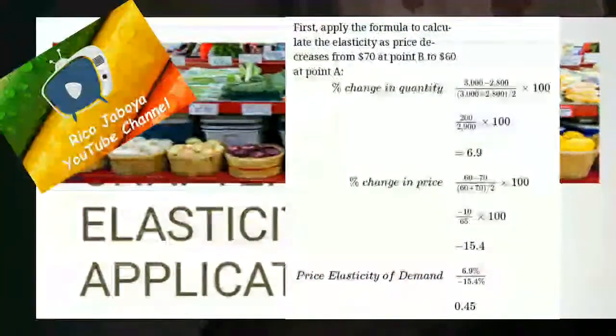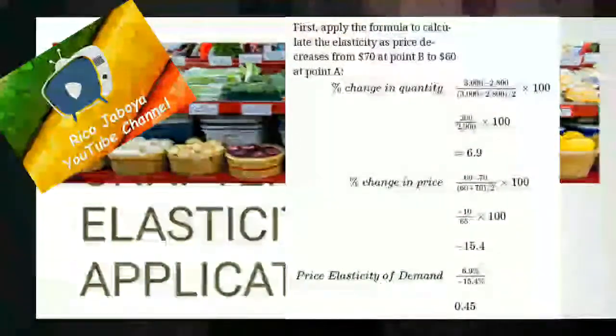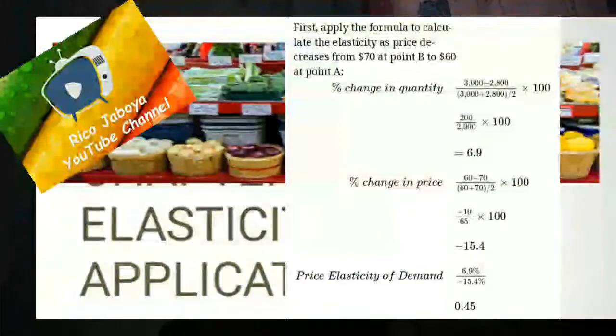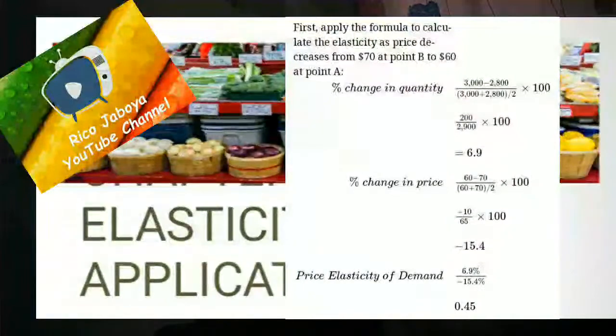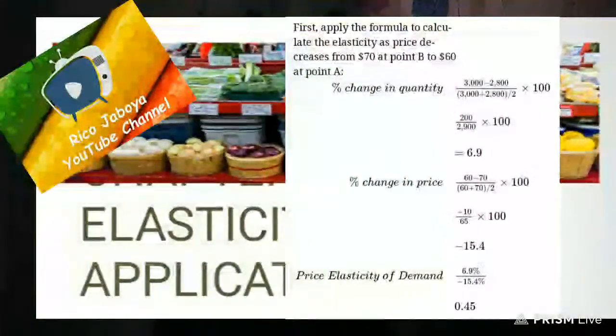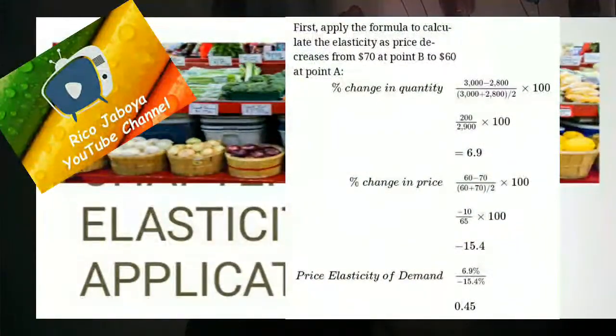Then once we get the answer, we will multiply that by 100. Then we will have, okay, so 3,000 less 2,800 in quantity, we will have 200. Alright, 200. Now, 3,000 plus 2,800 equals, and then divided by 2 will equate to 2,900. Then 200 divided by 2,900 and multiplied by 100, the answer will be 6.9.